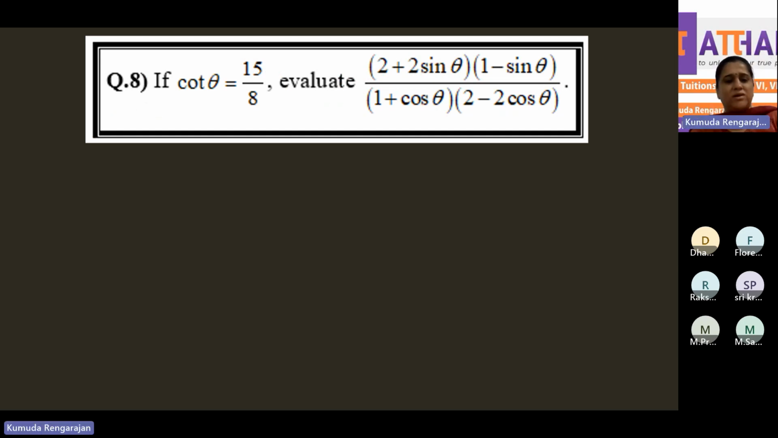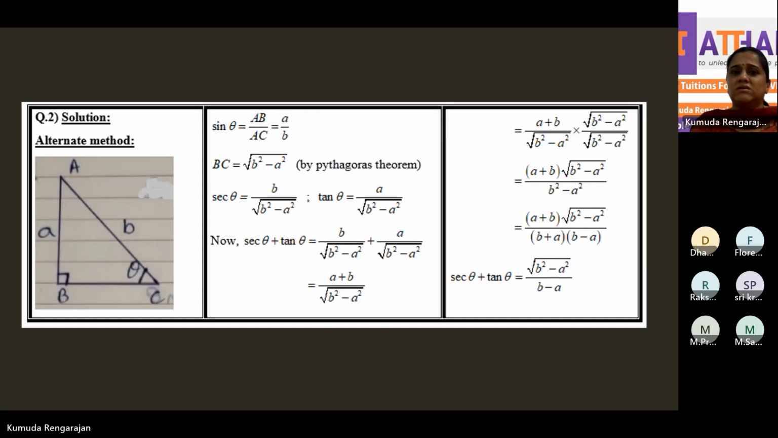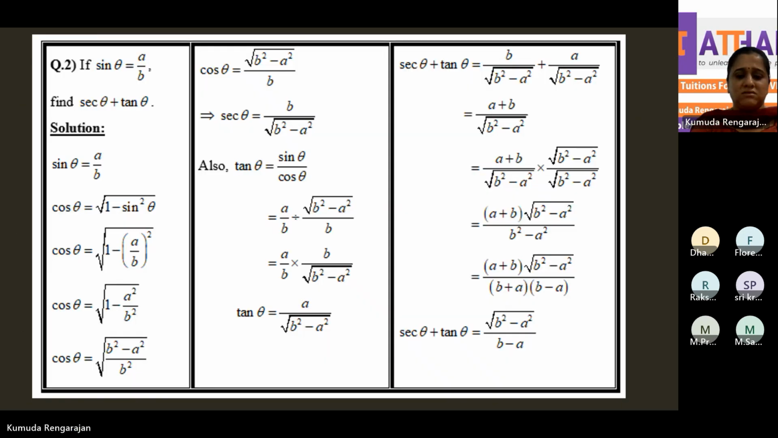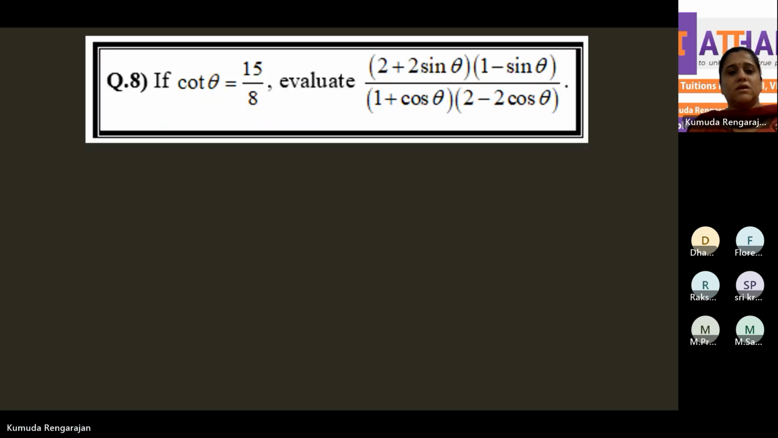I think we'll stop here. This one, maybe you can try by yourself. If you finish this, you can try this: cot theta is 15 by 8. Any approach you can use, triangle approach or identity approach.